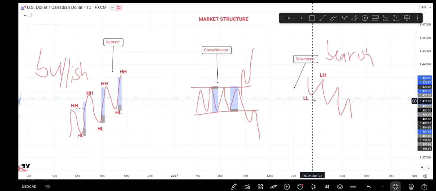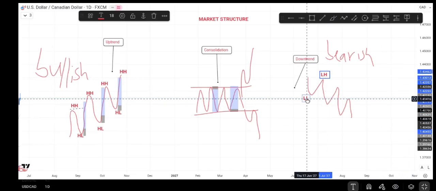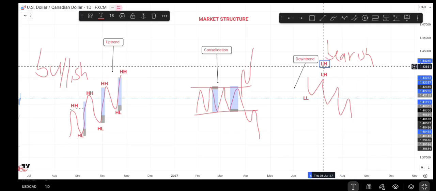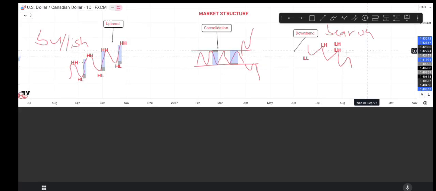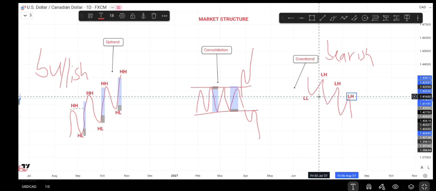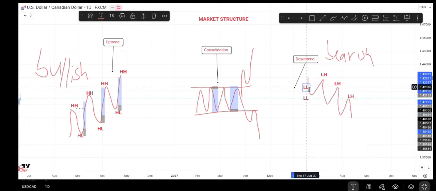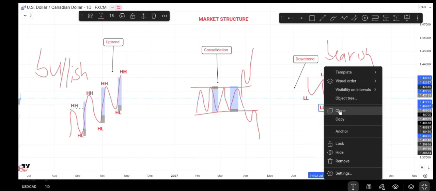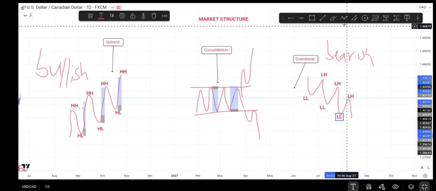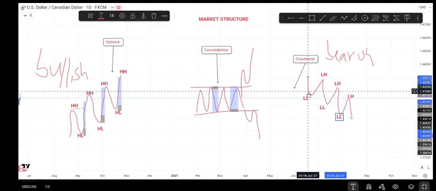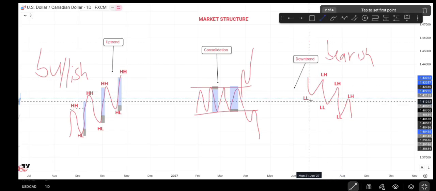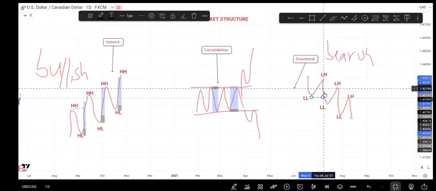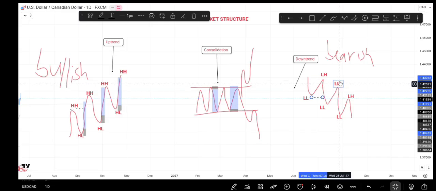Then guys, for a bearish trend, we want to see a lower high and a lower low. We want to also see a lower high again, and then another lower high, and a lower low. So in a bearish trend, we'll likely want to see the market drop to the downside and form a lower low and lower high. Taking out this lower low, break to the downside, form a new lower high.